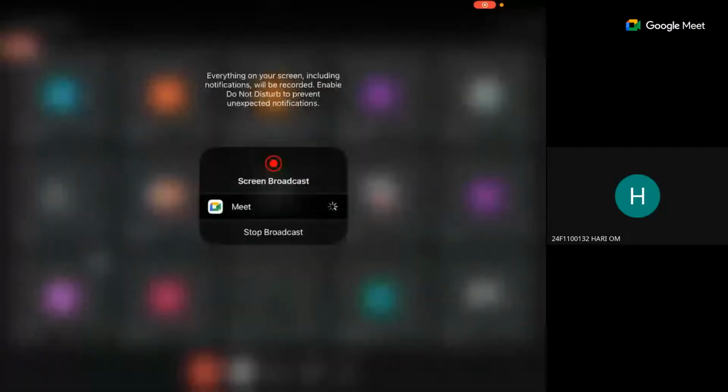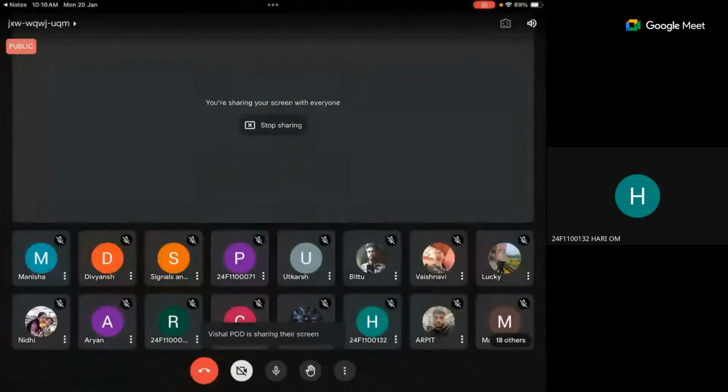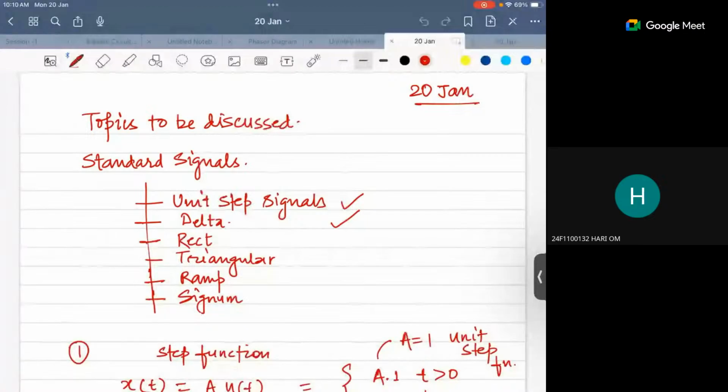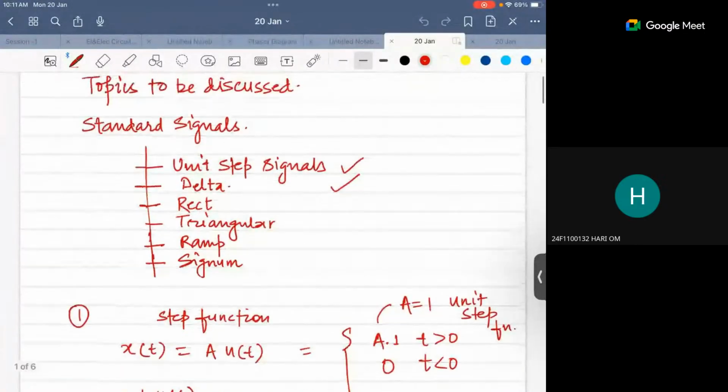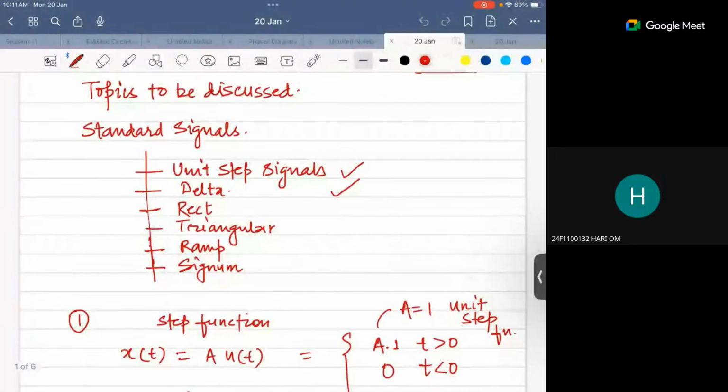I hope in the last session we have discussed some of the standard signals. I guess we have discussed the unit step and the delta. Today we are going to try to cover all the basic standard signals that you go through: rectangular, triangular, ramp signal, exponential. We'll try to discuss them today. Triangular, ramp and signum function we'll discuss today.